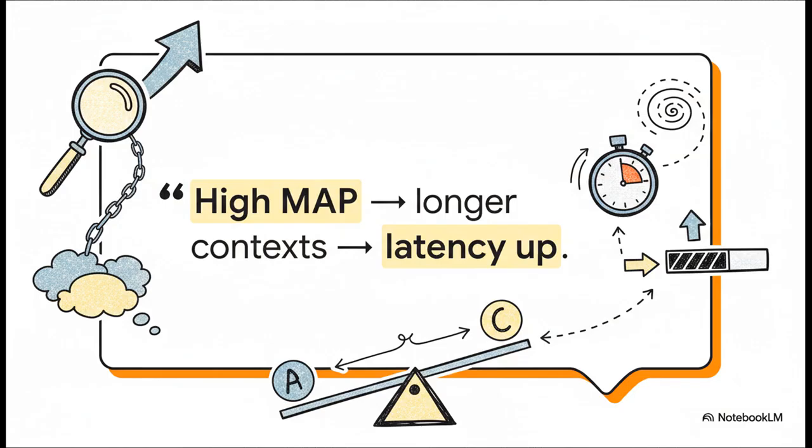MAP, that's just a technical term for search accuracy. So you want more accurate answers? Simple. You give the AI more context, more stuff to read. But the more it has to read, the longer it takes. So your accuracy goes up, but so does your latency. It's a classic seesaw. When one side goes up, the other side has to come down.